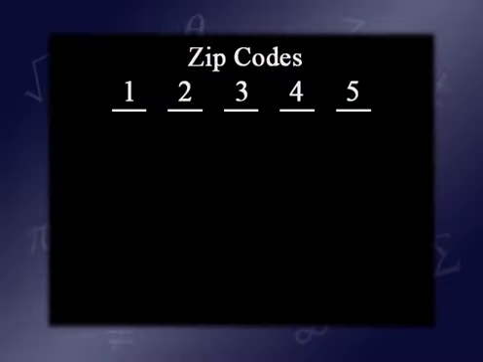Okay, let's do another problem. Let's say, how many different zip codes are possible? A zip code consists of 5 digits. The first digit is anything from 0 to 9. The second digit is from 0 to 9, etc. The last digit is from 0 to 9. How many different ways can you create a zip code?